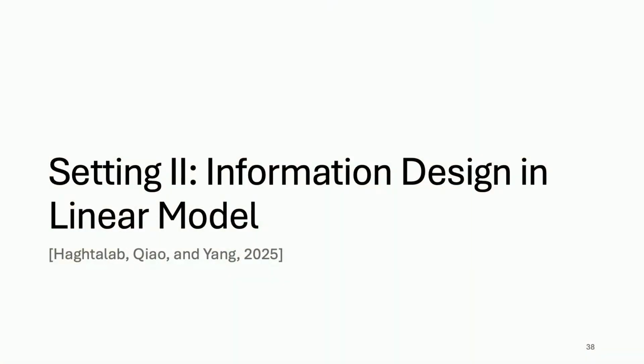Independent and self-contained. So if you get lost in the first work, it's totally fine, because these are independent of the other two works I'm going to introduce. Okay, so the second setting is about information design in linear models.